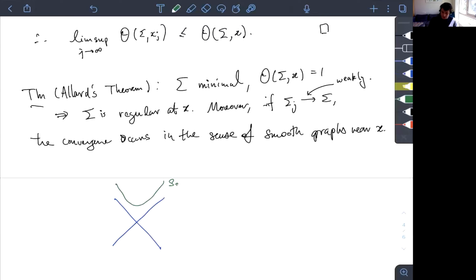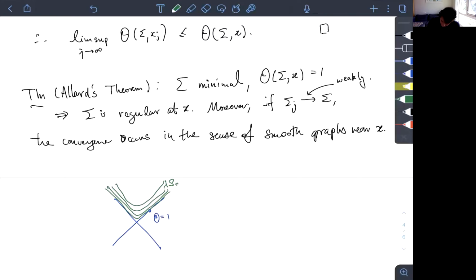All right, so what you can imagine, you think about the Simon's cone, right here, the density equals 1. And we have these surfaces S plus on one side. And as you send lambda to 0, these surfaces get closer and closer to the Simon's cone. So in some sense, they are converging to the Simon's cone.